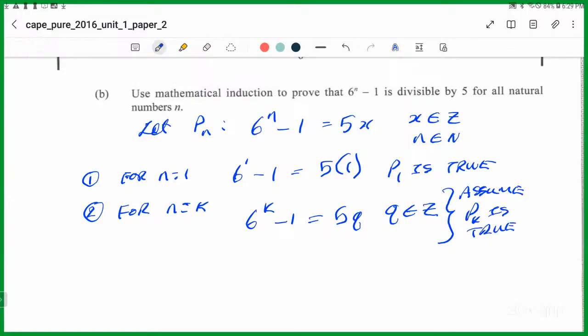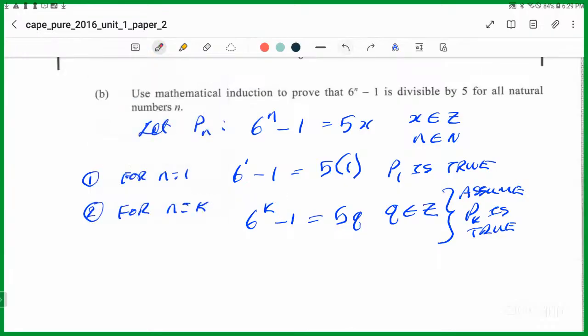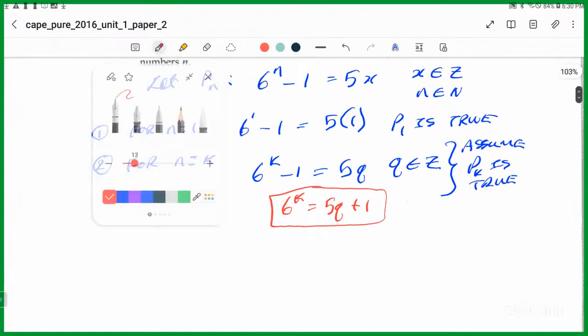When doing this proof, you always have to substitute something from this line down into the next step. Practice and all that, and we are going to be able to find that in the next step. So it makes sense to recognize what this would be as a subject. This would be that 6 to the k would be equal to 5q plus 1, and that's what we're going to be substituting in the next step. Because in the induction phase, you have to use something from step 2 in step 3, where n is now k plus 1.